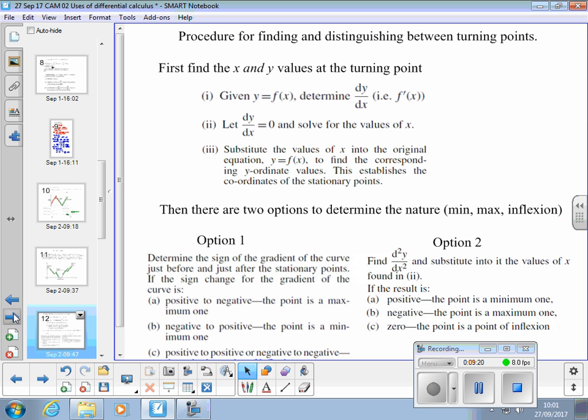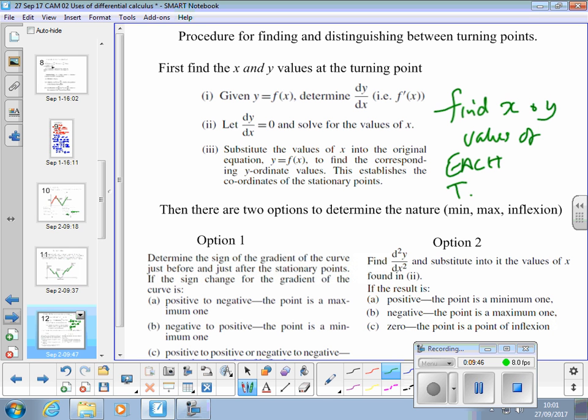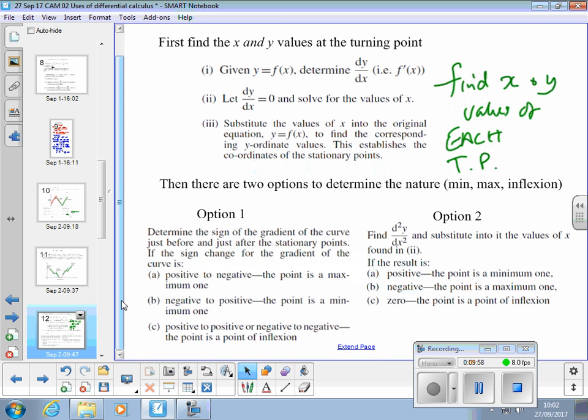Substitute the values of x into the original equation y of x. Find the y coordinate value. Or find x and y values of each turning point, TP for short. Then determine the nature of that turning point, whether it's a minimum, a maximum, or an inflection.